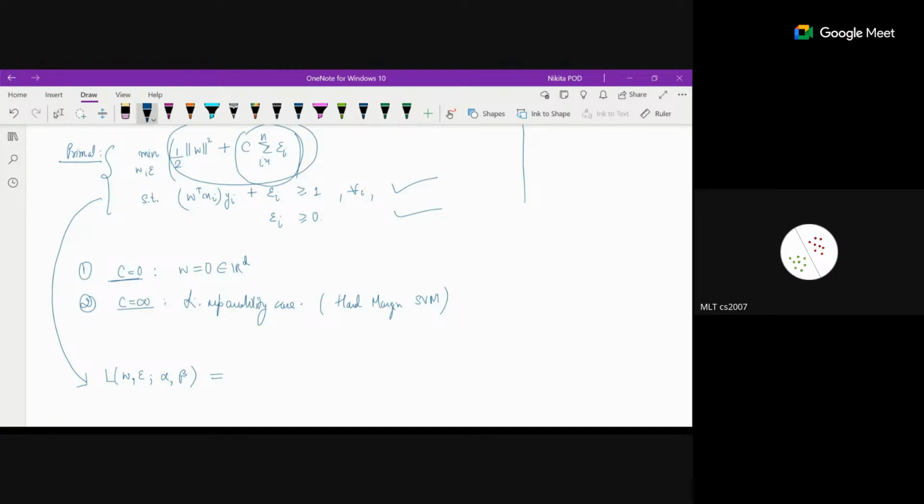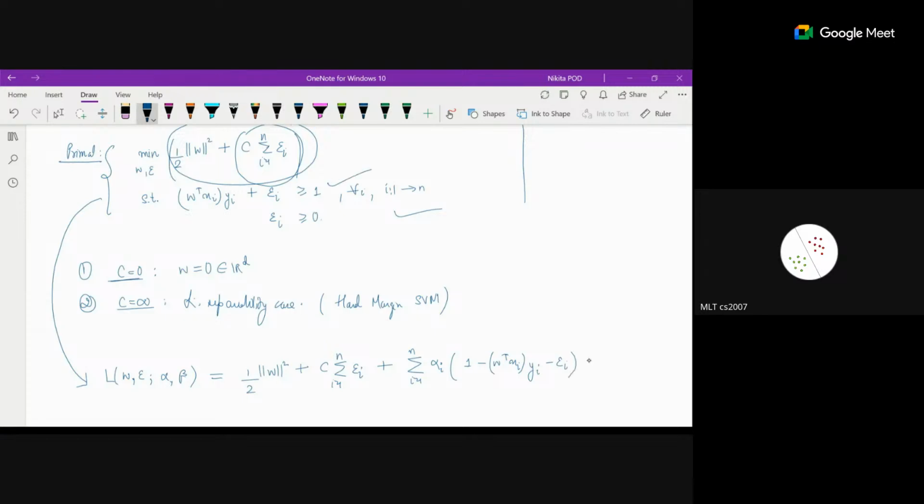So now the Lagrangian function, this would be what? This would be your objective, that is 1 upon 2 norm of W square plus C times sum over epsilon i, where i is varying from 1 to n, plus sum over alpha i, where i is varying from 1 to n, since this is for every i, so you will have n such alpha i's, times 1 minus W transpose xi yi minus epsilon i. Correct? This is for the first constraint.